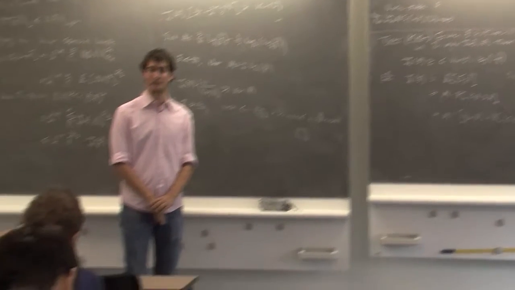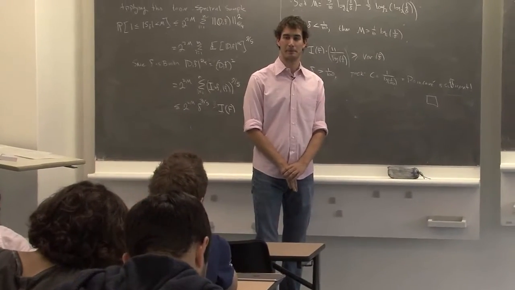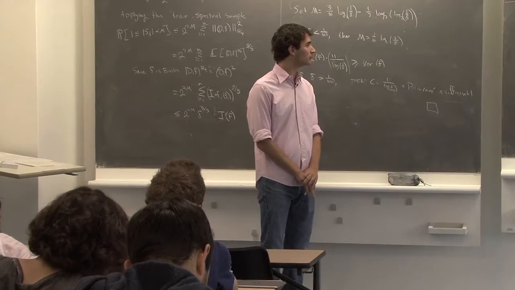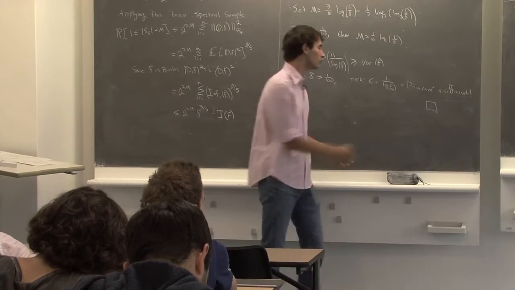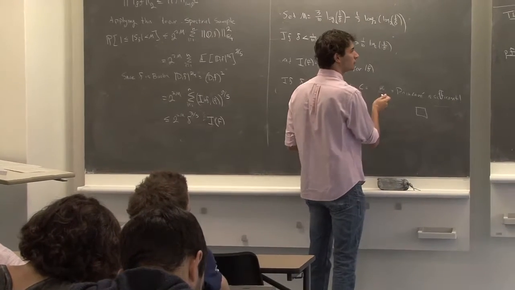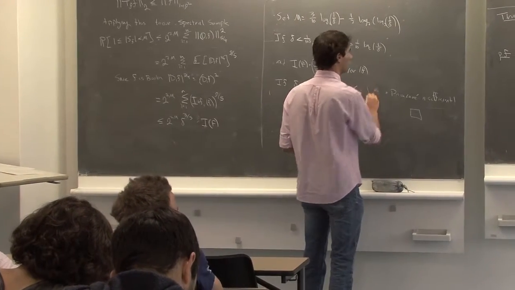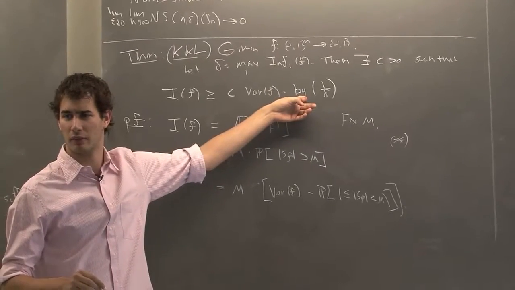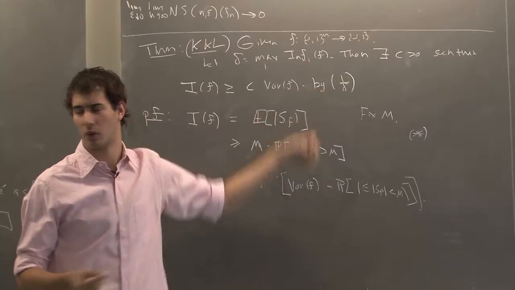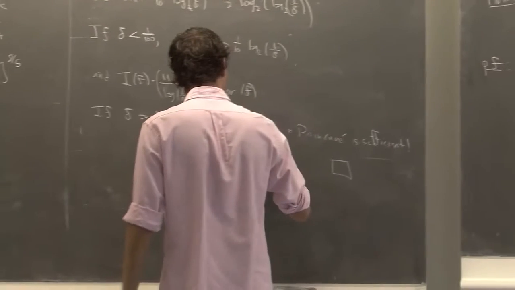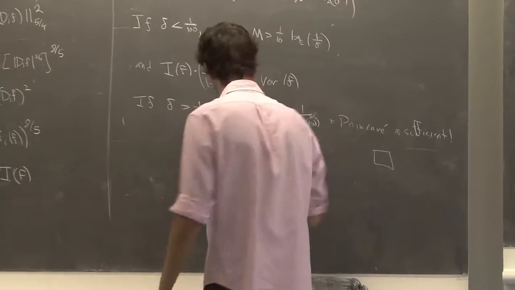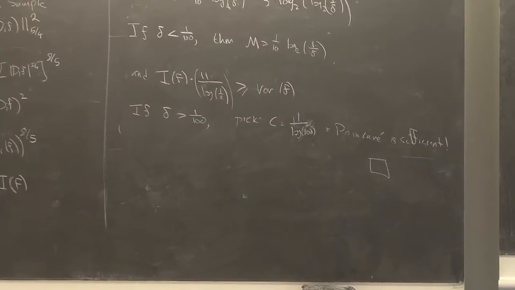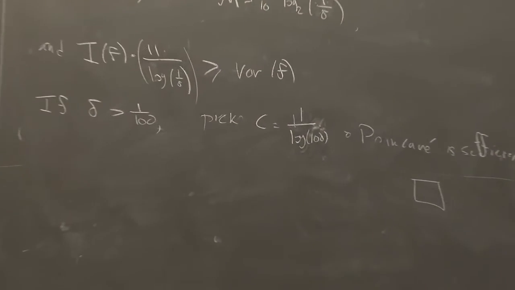Just to correct, we should take C like just log 100, but this one is negative. Log 100 will do? Well, you want it to be small, right? Because I want this product to be, right? 1 over log 100. So 1 over log 100, yes. Thanks. Not important. The point is there's a constant, right?